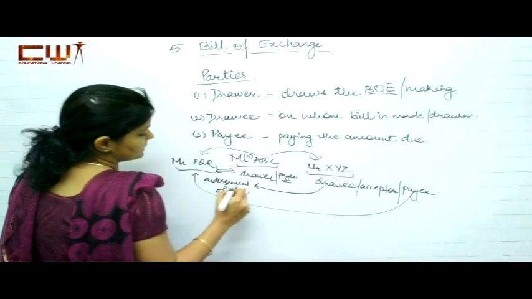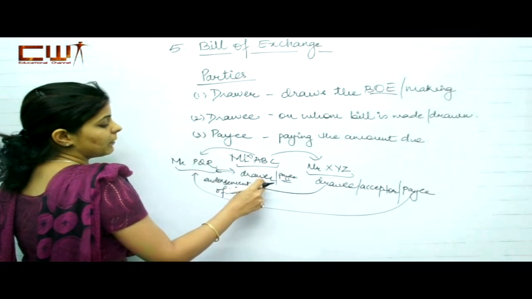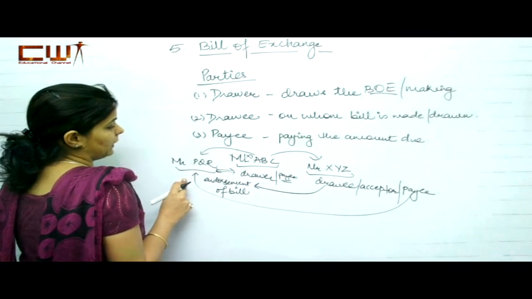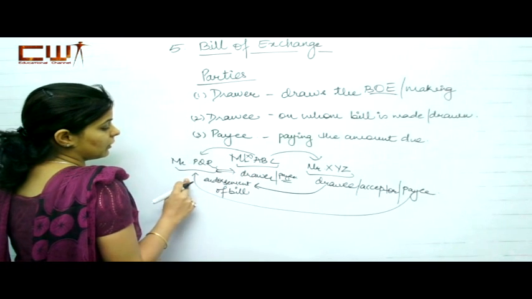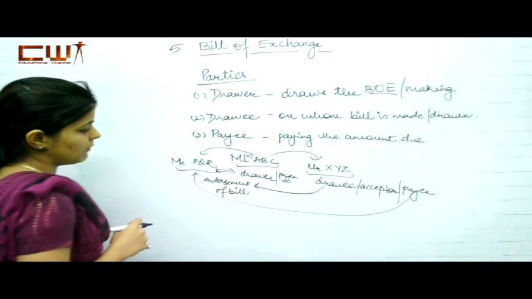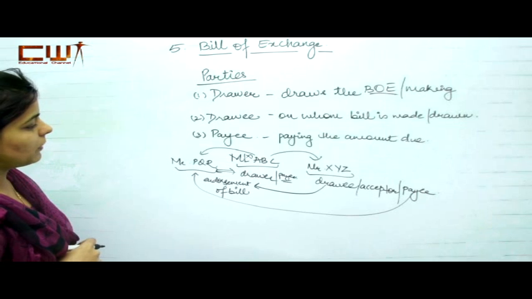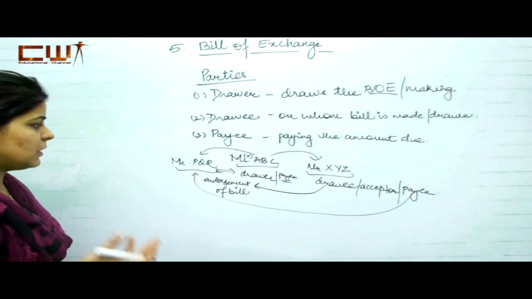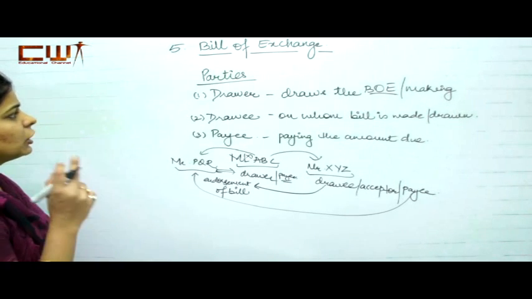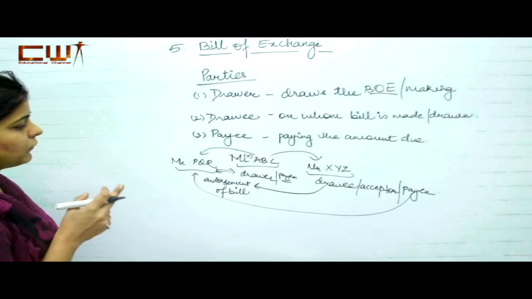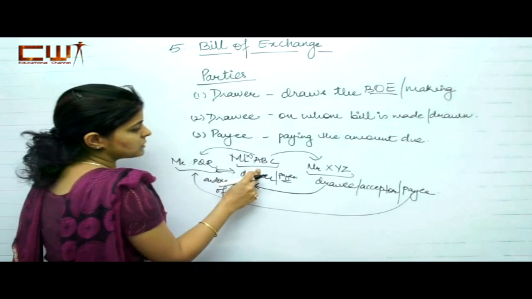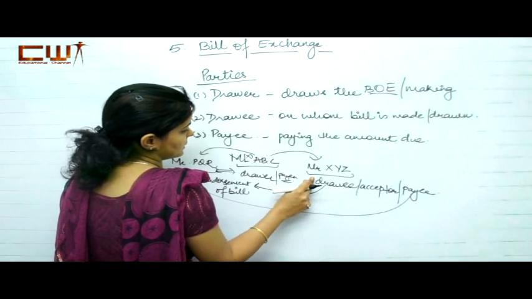This is known as endorsement of bill, when the bill has gone to the third party, when the drawer has given the bill to the third party. So now Mr. PQR will be receiving the payment on behalf, or you can say Mr. PQR will now be entitled to receive the payment through the bill of exchange that was drawn by Mr. ABC, accepted by Mr. XYZ.